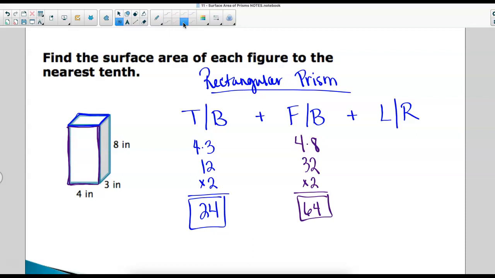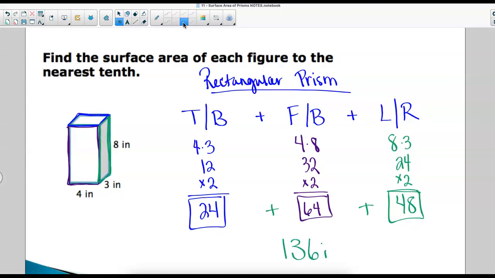And then we need the left and the right. So I'm going to outline with a different color. I did the right side. The right side is, what are the dimensions? Ellie? 8 times 3 is 24. That's just the right. We also need the left. So we times that by 2. That's 48. And we add all of that together. Go ahead. 136. 136 inches squared. Done.